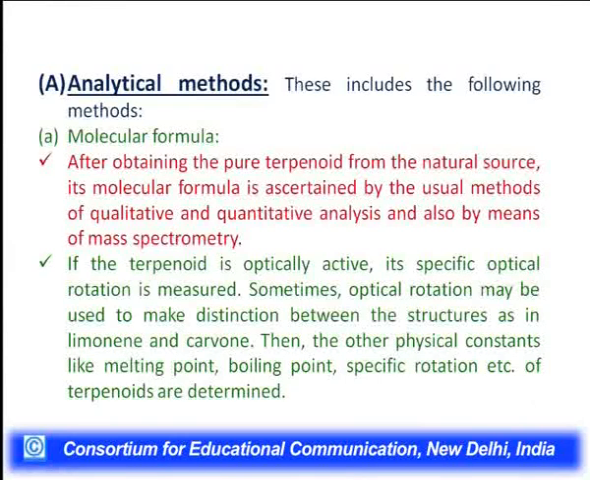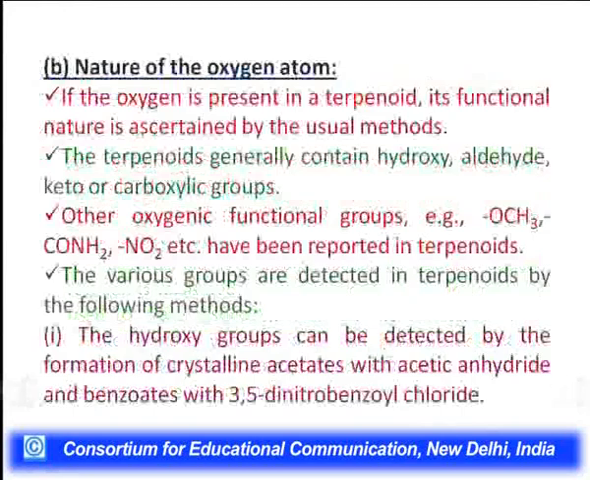of the mass spectrometry. If the terpenoid is optically active, its specific optical rotation is also measured. Sometimes the optical rotation may be used to make a distinction between the structures, as in the limonene and the carvone, since these are the two optical isomers. Then the other physical constants like melting point, boiling point, specific rotation, etc. are also determined for the terpenoids.